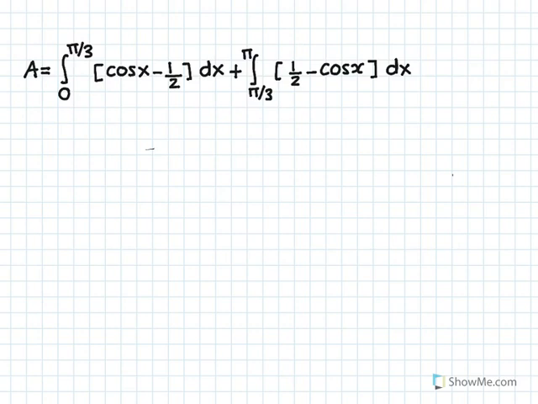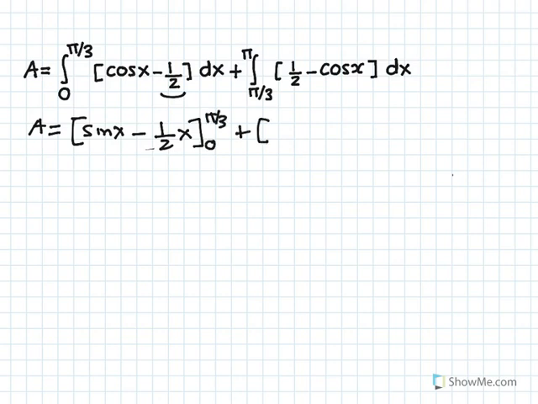All right, so what we have is the integral from 0 to pi over 3 of cosine x minus 1/2 dx, plus the integral from pi over 3 to pi of 1/2 minus cosine x dx. This is a really easy integral to solve. What is the antiderivative of cosine x? That is sine x. What is the antiderivative of 1/2? That's going to be 1/2 x. Evaluated from 0 to pi over 3, plus, the antiderivative of 1/2 is 1/2 x, and the antiderivative of cosine x is sine x, evaluated from pi over 3 to pi.